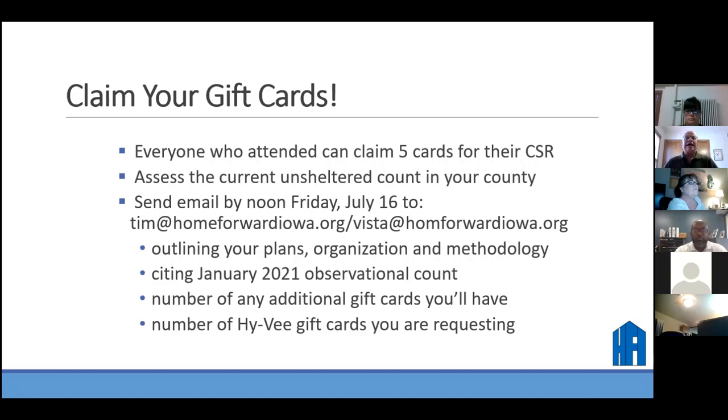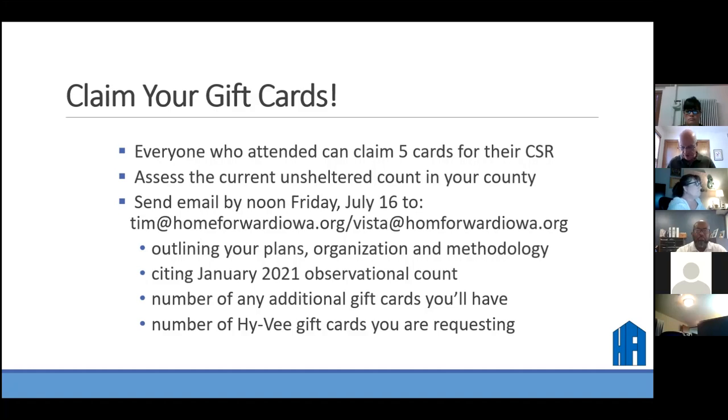I don't know how they were programmed. I don't know if these are the kind that would prohibit them from being used for tobacco and alcohol, but they're $10 gift cards. And what I want to do is, first of all, anybody that's participated here, you get 5 for your CSR without doing anything else, even if you're not doing the count.